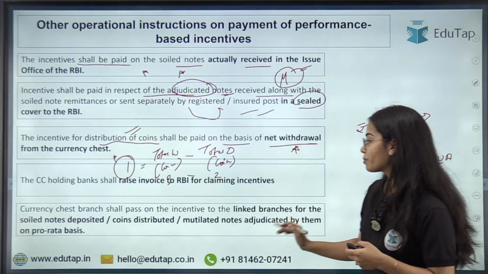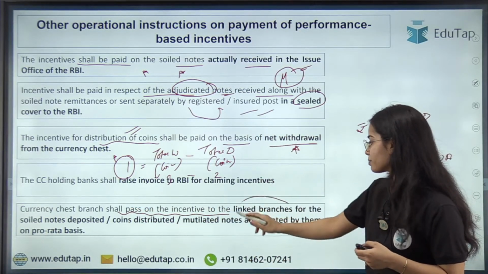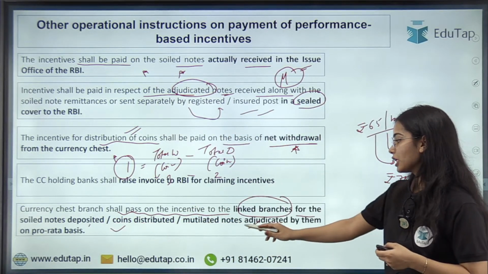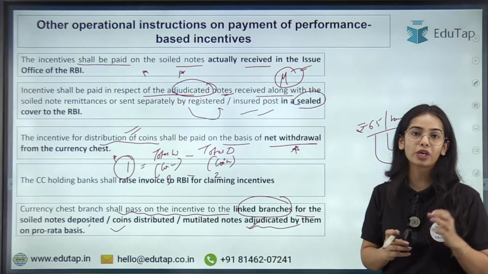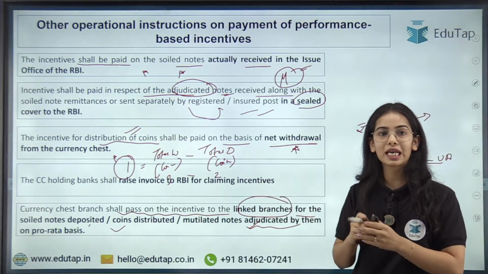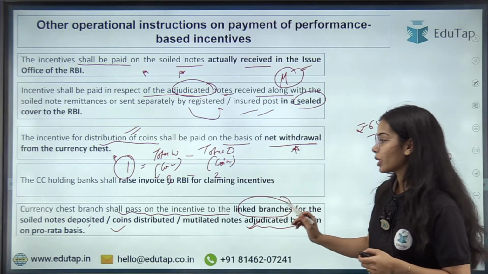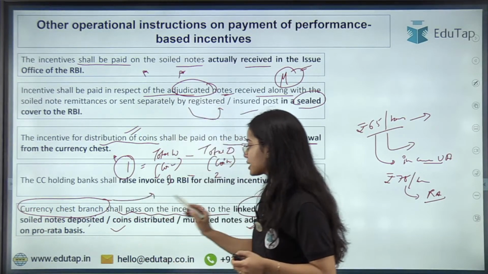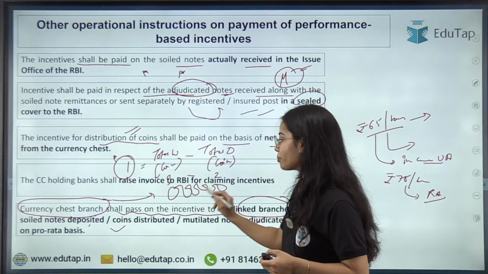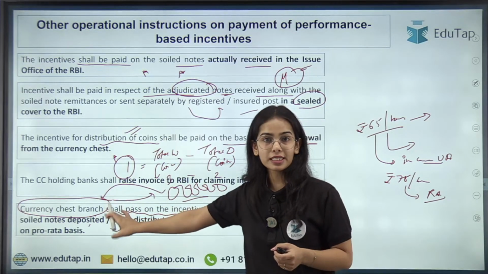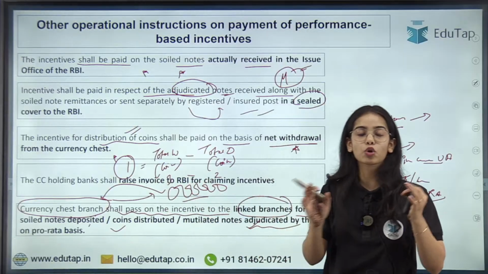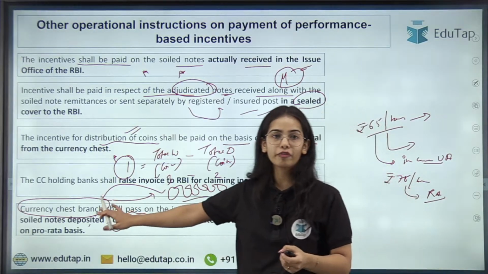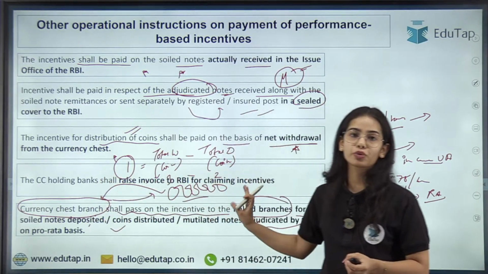Now currency chest branch shall pass on the incentive to the linked branches for the soiled notes deposited or coins distributed, mutilated notes adjudicated by them on pro rata basis. That means the bank branches are connected to the currency chest. Currency chest branch is linked to the different bank branches, and different bank branches are sending the soiled notes to the currency chest branch. Currency chest branch then will pass on these soiled notes to the RBI, and the incentive that RBI will give to the currency chest branch has to be distributed to the bank branches.